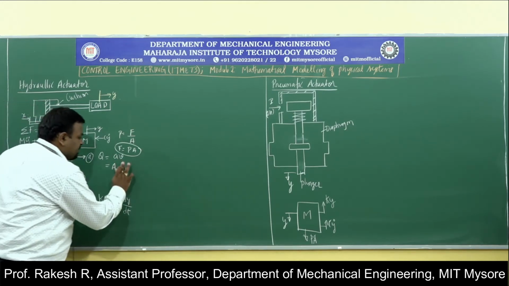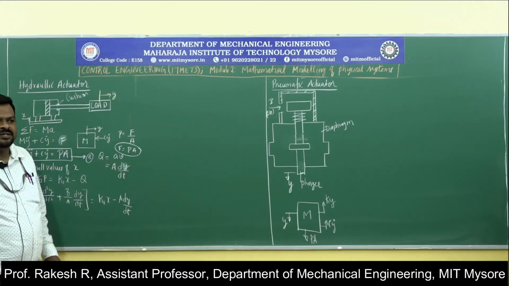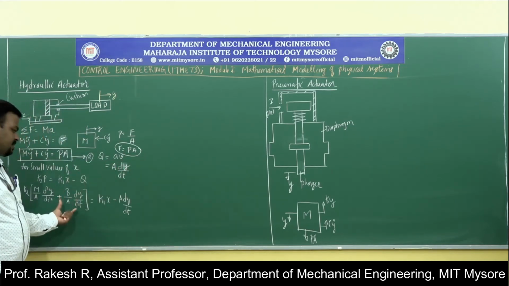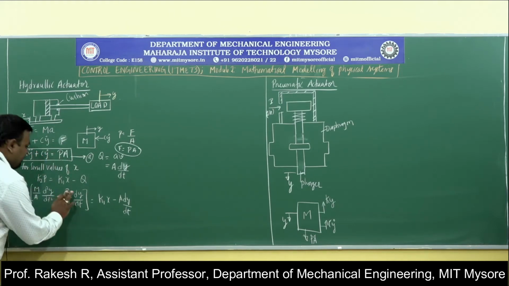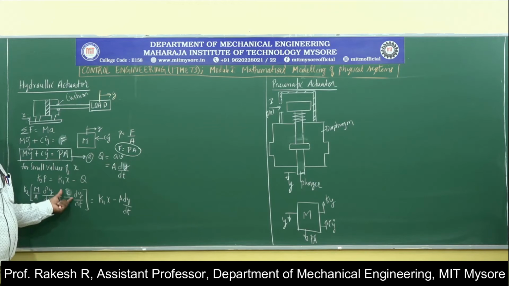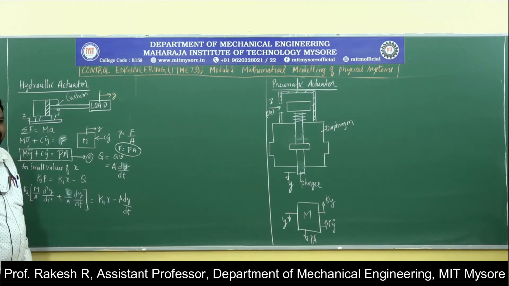So here it is dy by dt, since y is taken as a displacement here. So I will replace this. If I replace that, what happens? What will be the P? P will be equal to M divided by A and C divided by A. Sometimes it can be given as B also. C divided by A, this is the equation, plus K1 into X minus A into dy by dt.